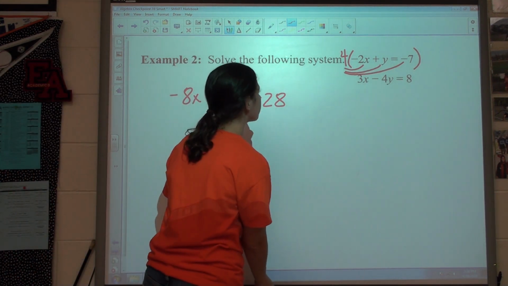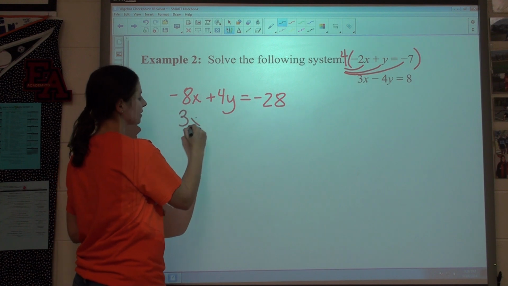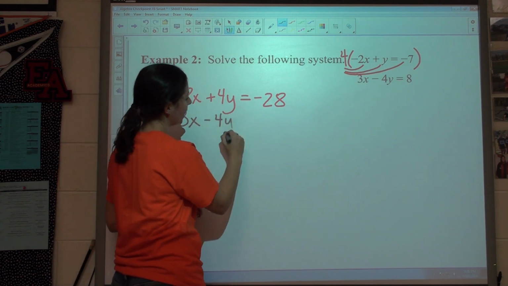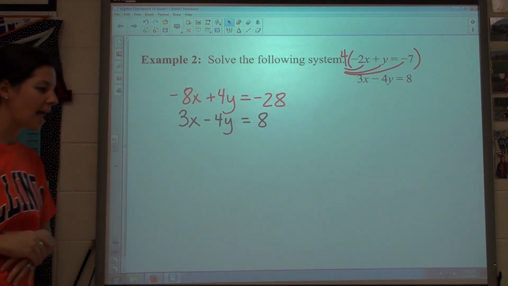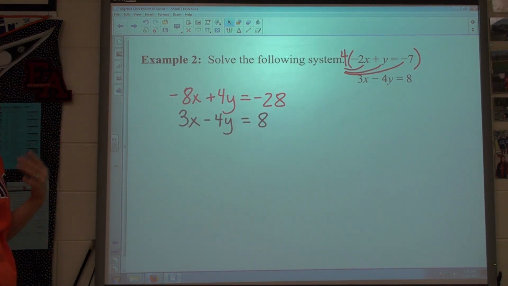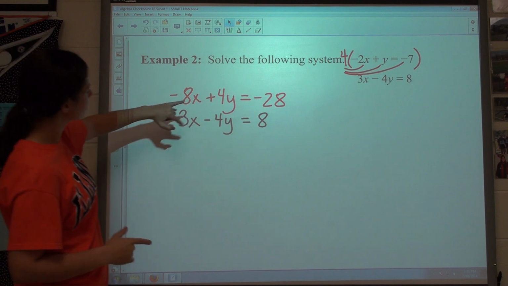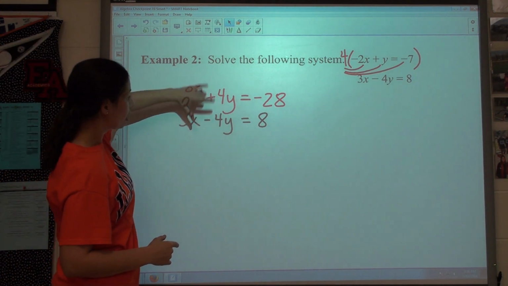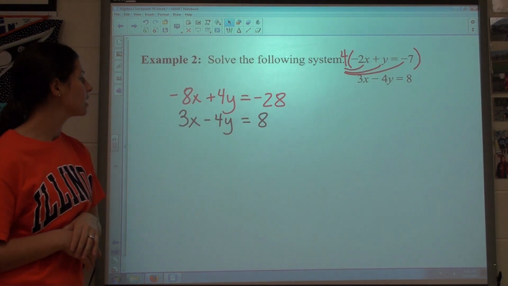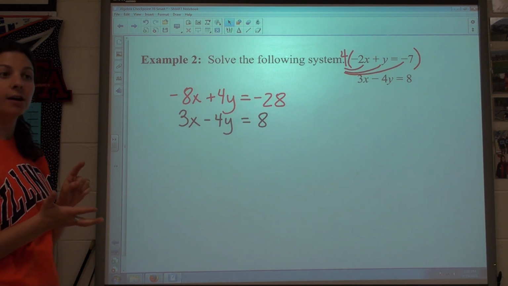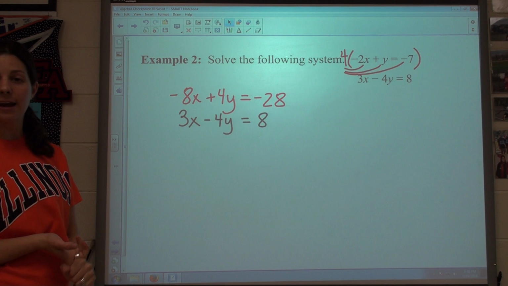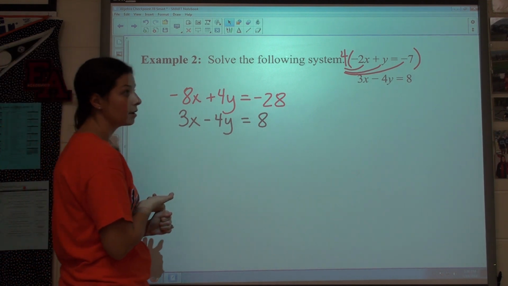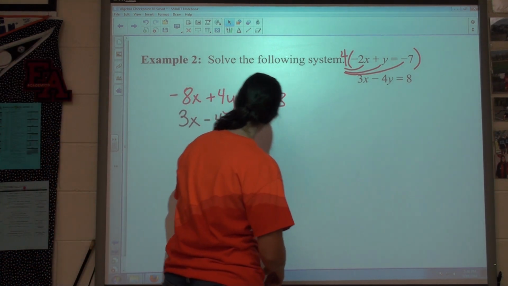I'm then just going to break the other equation down. So I have 3x minus 4y equals 8. A lot of students ask when they should use addition or subtraction. If your signs are opposites like this, you're going to want to add your two equations. If you have the same sign, either positive 4y and positive 4y, or negative 4y and negative 4y, you're going to want to subtract them as well.